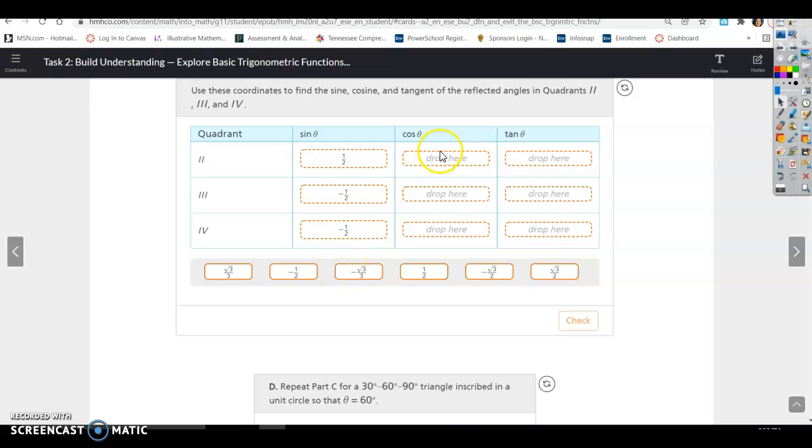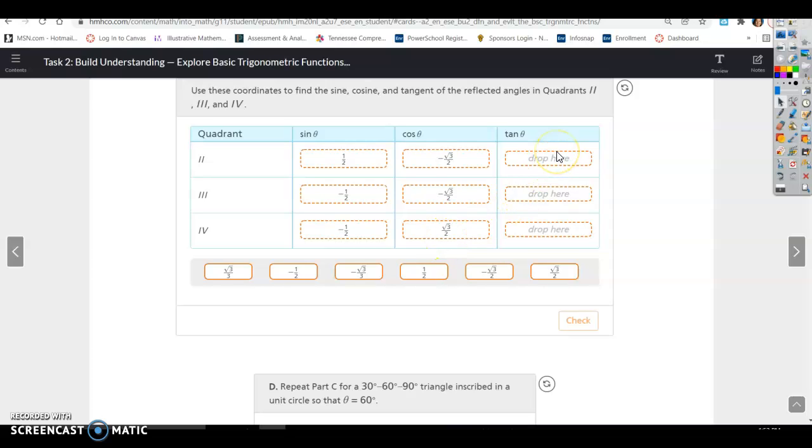All right, so the cosine in the second quadrant goes left, which is negative, so it's going to be negative square root of 3 over 2. In the third quadrant, it goes left and down, so negative square root of 3 over 2. And in the fourth quadrant, it's going to be square root of 3 over 2, because the cosine goes to the right of the 0.